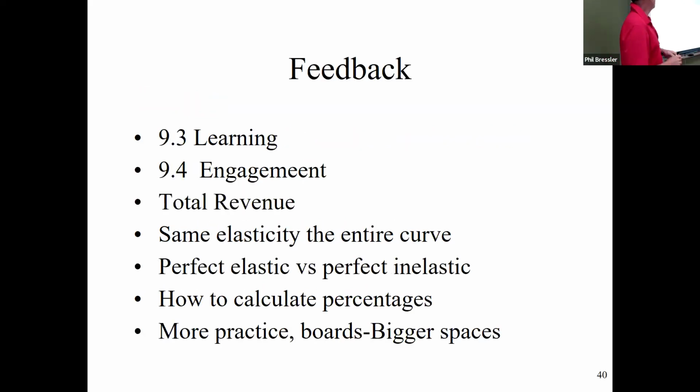All right. So yesterday the feedback was 9.3 in learning, 9.4 in engagement. People were confused on total revenue. Which we kind of just did here. If something is inelastic, if price goes up, quantity demanded is going to go down a little, and total revenue is price times quantity. So inelastic, price and total revenue have a direct relationship. And elastic, it's an inverse relationship.